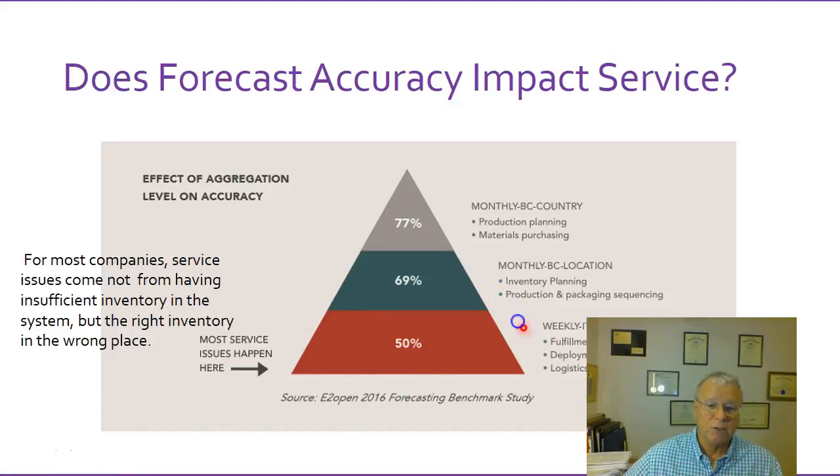Most of the issues that take place within inventory, and I can tell you this from experience, take place at the weekly item location basis. So do you have the right inventory in the right location? If you have a multi-location network, do you have the right inventory in the right location at the right time? And this is where your service issues are, right here. This is a result of a pretty comprehensive 2016 benchmark study run by E2. And so when you aggregate up another level, then you get a better one. And then if you aggregate, like say a country level, for example, you even get a stronger one.